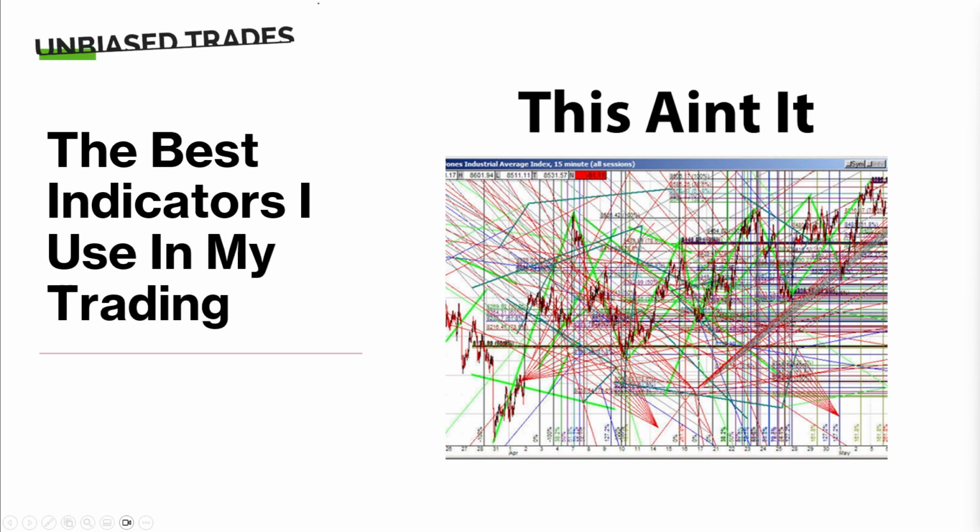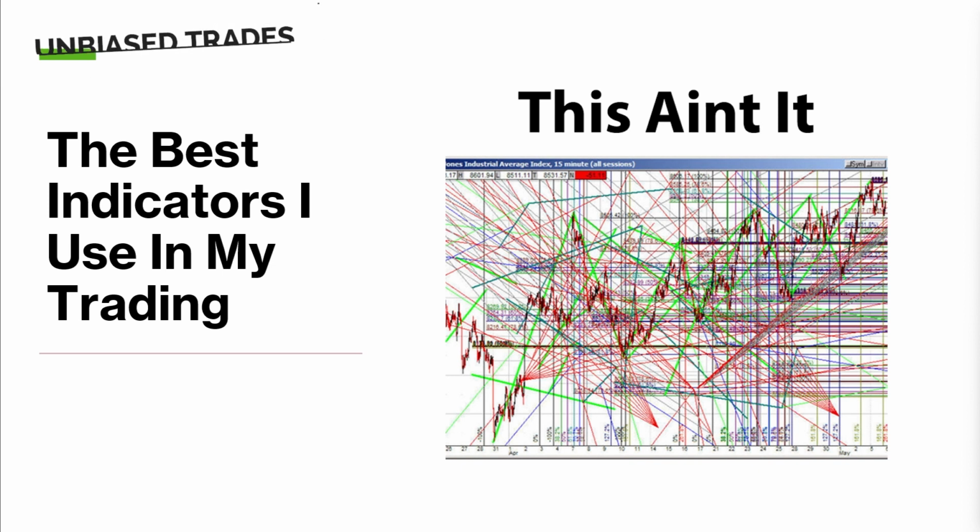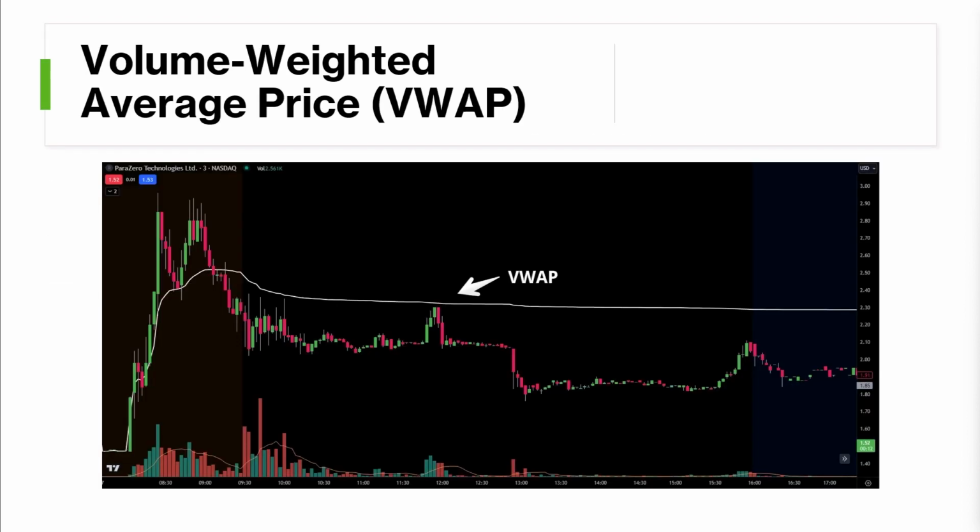There are more than 5,000 indicators available on TradingView. Most traders struggle to find the right indicators that work for them. I know I did. Indicators can either overcomplicate your trading or lead to cleaner and faster execution. Here are the best indicators I've used to transform my trading over the past 4 years. I'm unbiased trading, let's get into this.